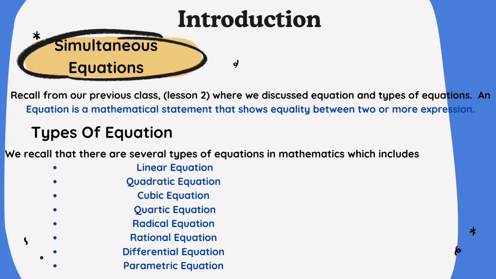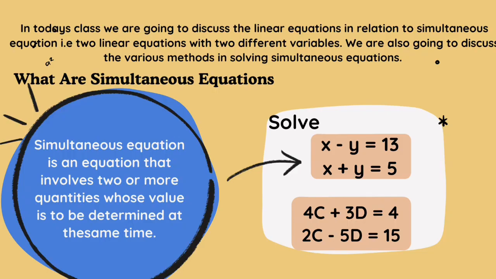In our previous class, we discussed equation, and we defined equation as a mathematical statement that shows equality between two or more expressions. We have several types of equation: linear equation, quadratic equation, cubic equation, quartic equation, radical equation, rational equation, differential equation, parametric equation. Today we're going to talk about linear equation.